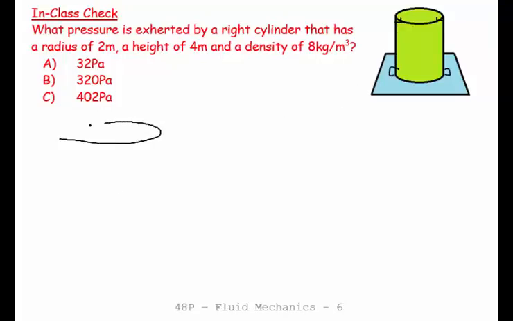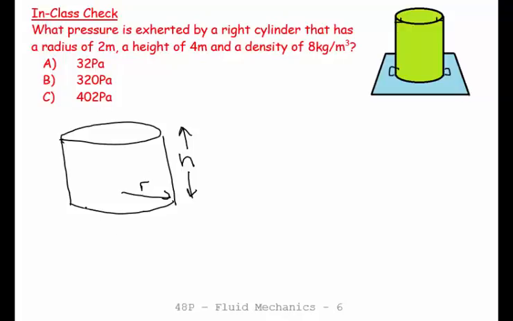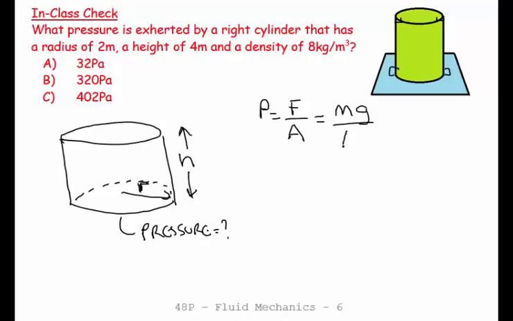Okay, so let's visualize this thing. So this is like that, and the height is here, and we're given a radius r, and that defines an area, and I want to know the pressure here. So I said, well, pressure is equal to the force divided by the area that the force acts upon, and the force of this will of course be the mass of the object times g over the area that the object defines upon. And it turns out we're not given the mass, we're given the density.